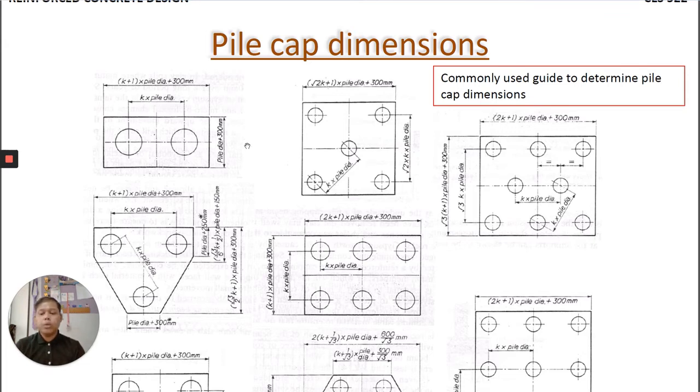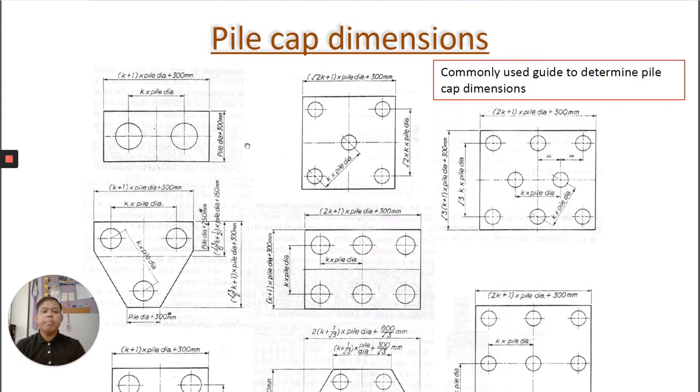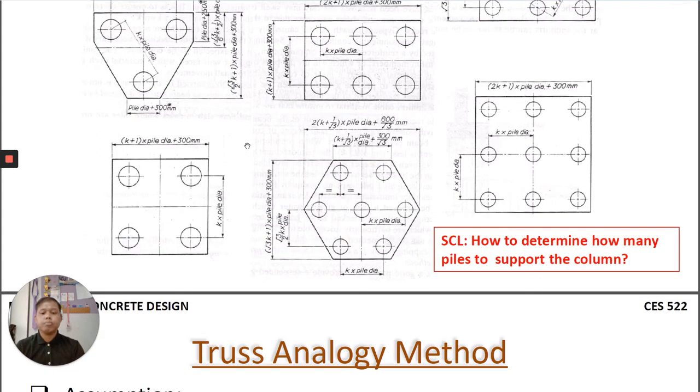K normally we use 3, so it depends on the condition of the site. So it depends on the soil condition. Commonly, it is used as a guide to determine the pile cap dimension.